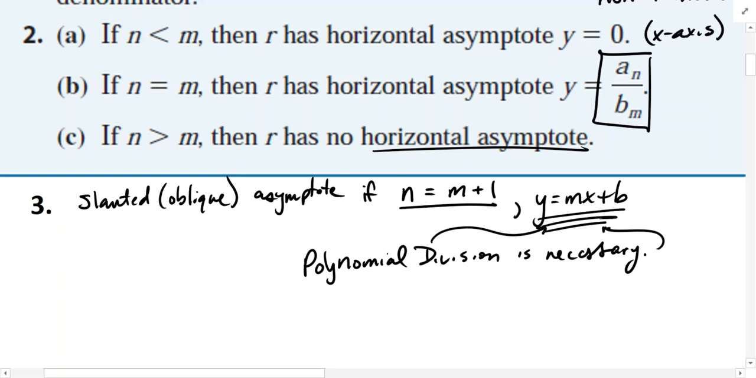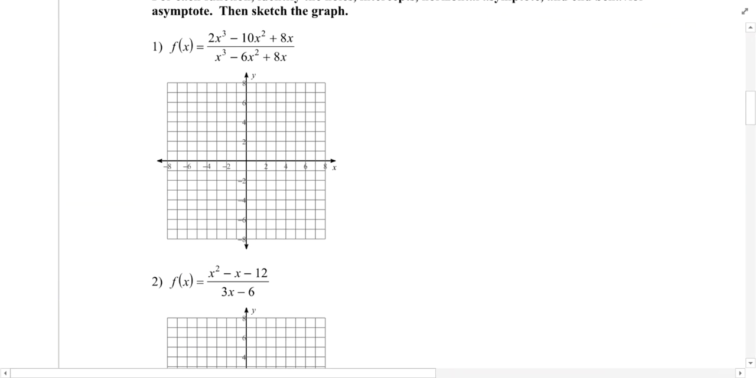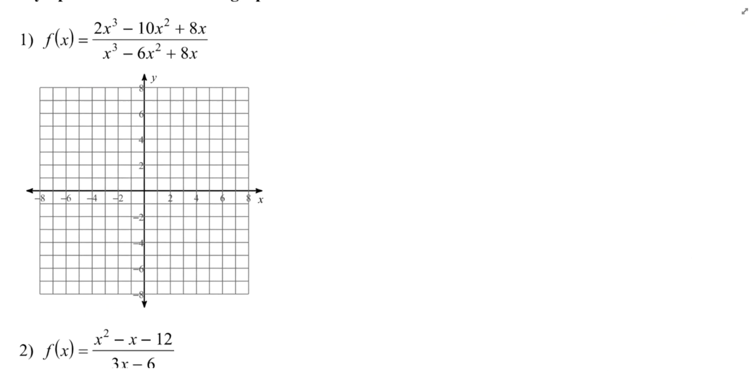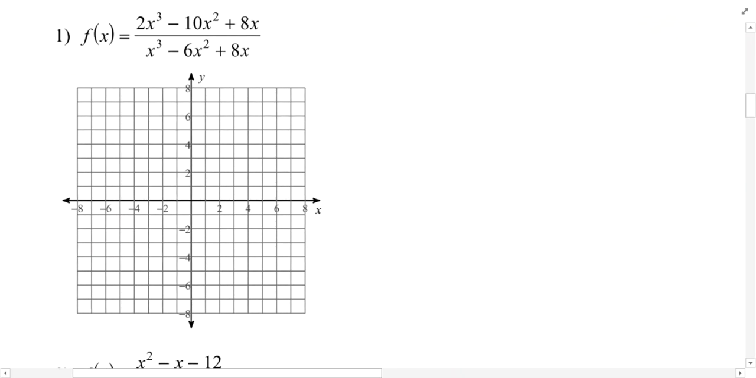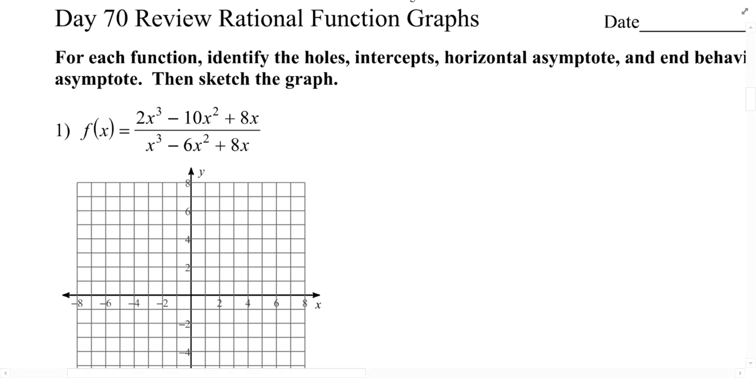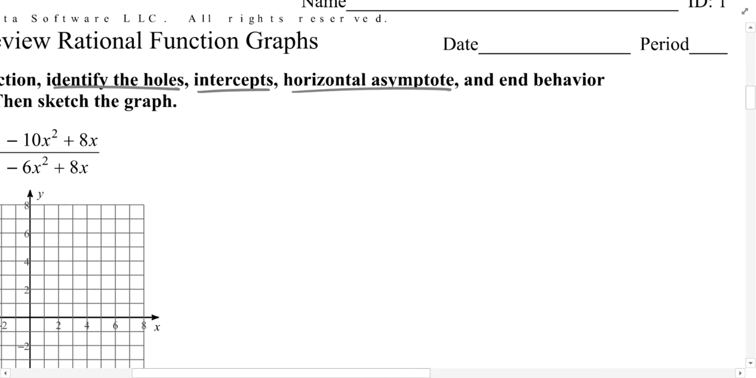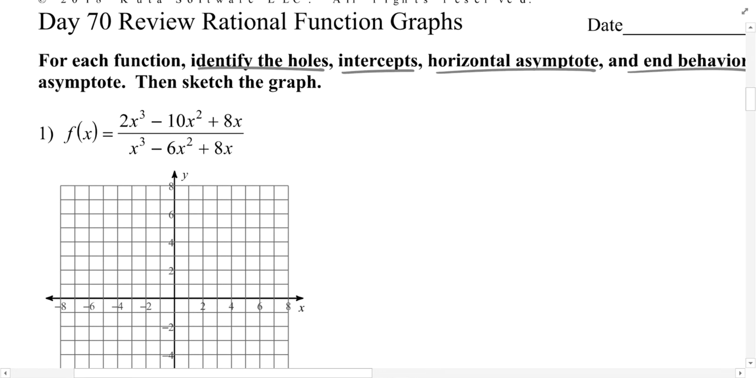And so to supplement this video, I've got a few examples that I'd like to work through, and we'll see how many of these we can get through in this video. The instructions state that we should identify the holes, the intercepts, both x and y, horizontal asymptotes. We should also note vertical asymptotes and the end behavior asymptote, especially if it's slanted. And with all of that analysis complete, we should be able to sketch the graph.